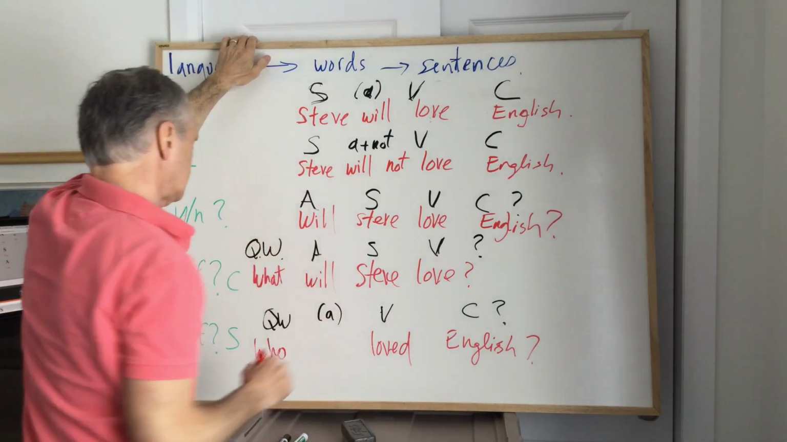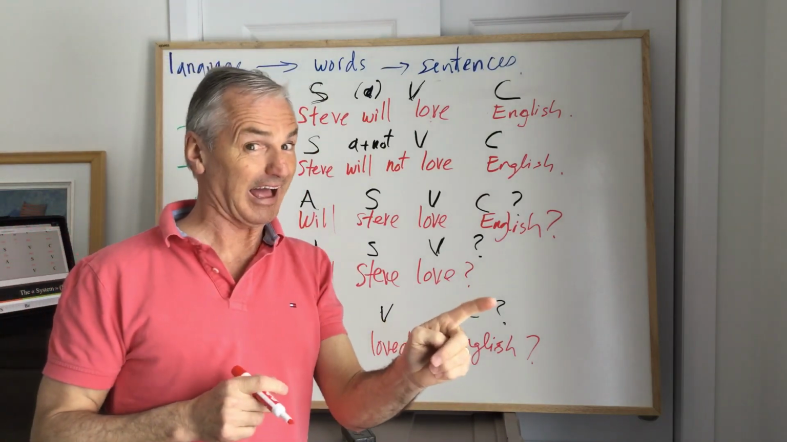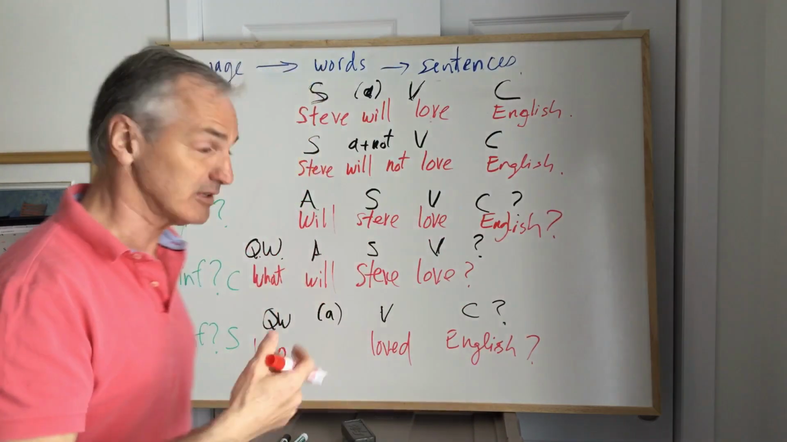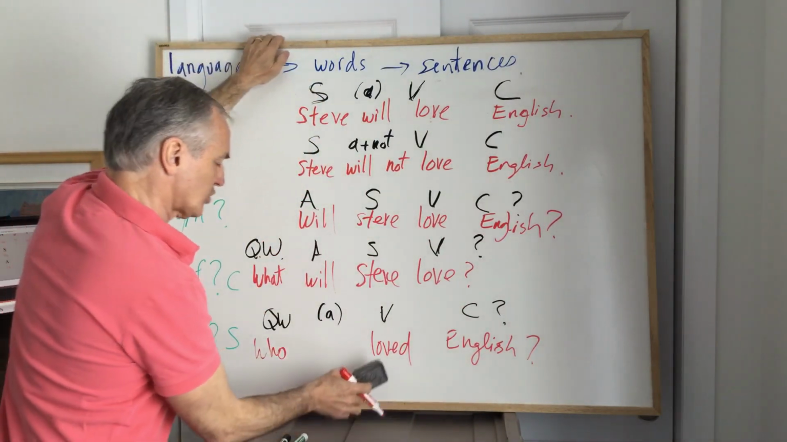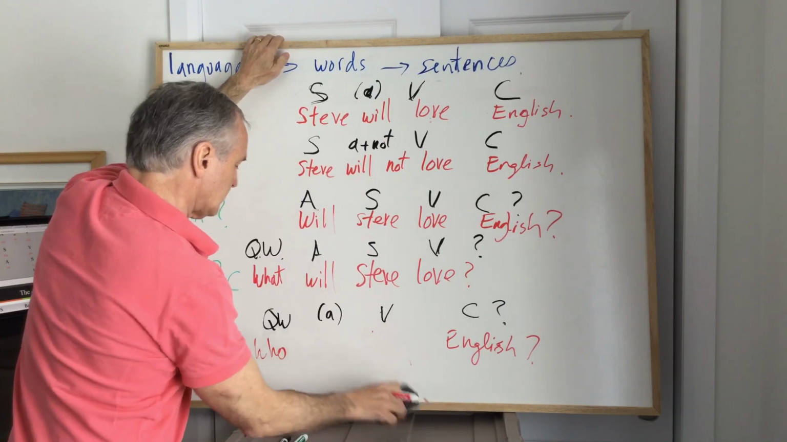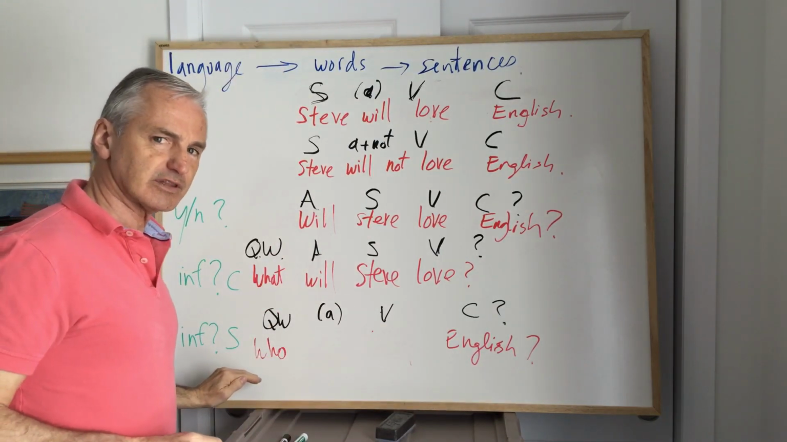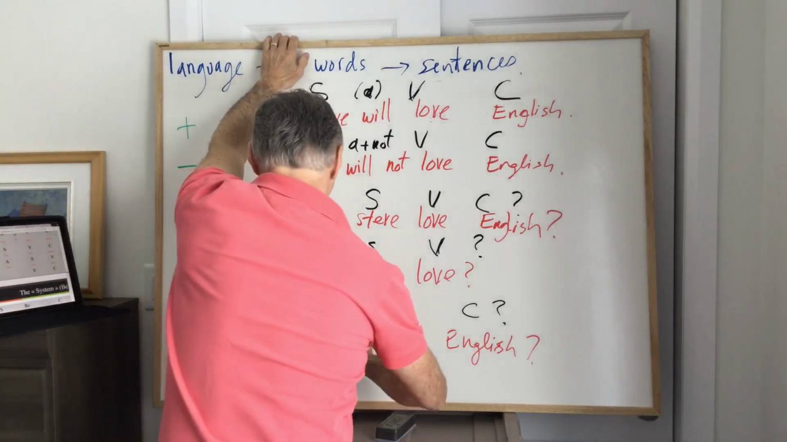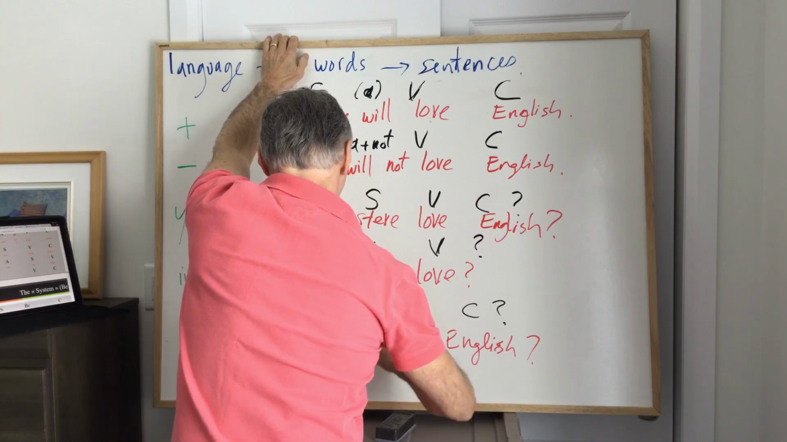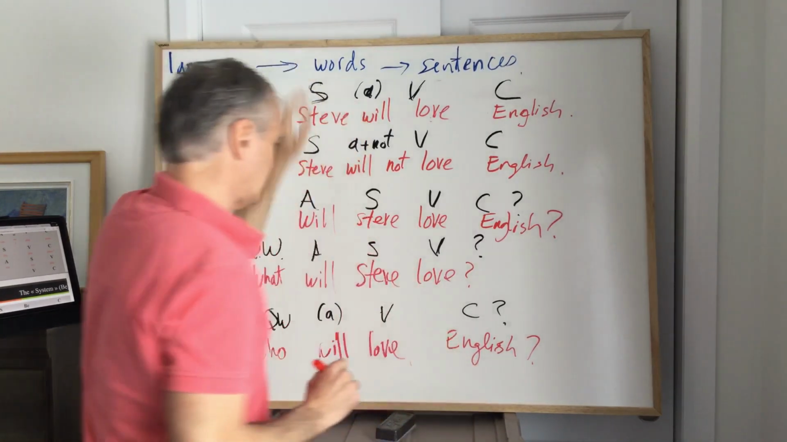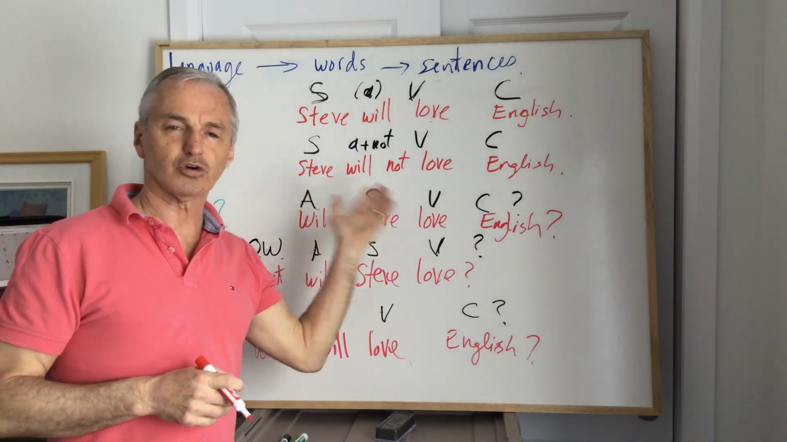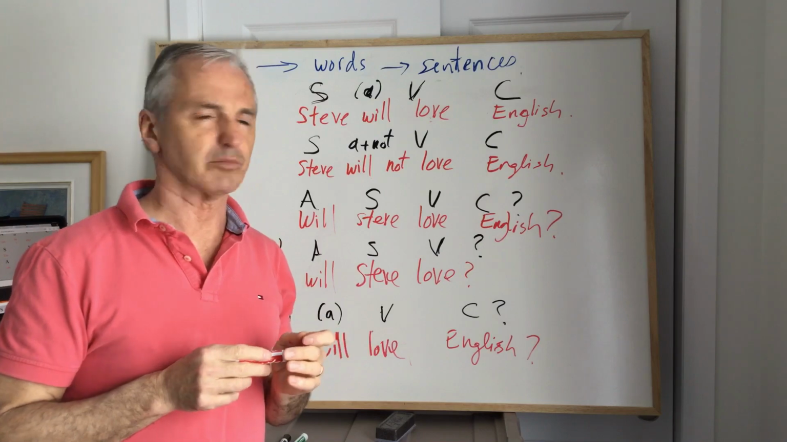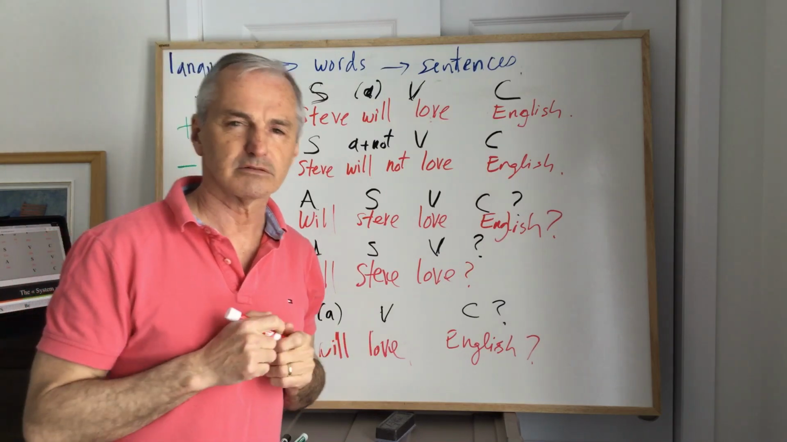Child's play. Qu'est-ce que Steve va aimer? What will Steve love? Steve will love? Yeah, you got it. English. Steve will love English. And finally, of course, who? And my information question with the subject, exactly the same as the affirmative sentence, right? Who will love English? Who will love English? So there you go. The system in simple present, simple past, and simple future.